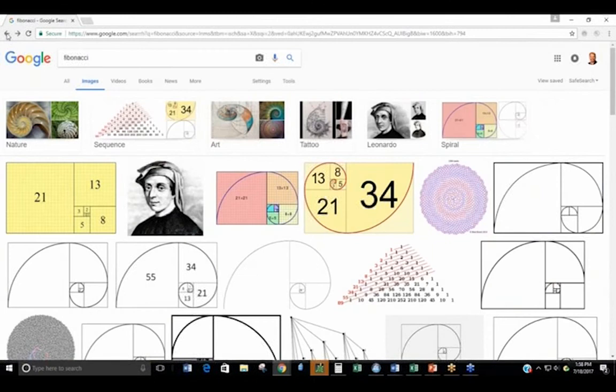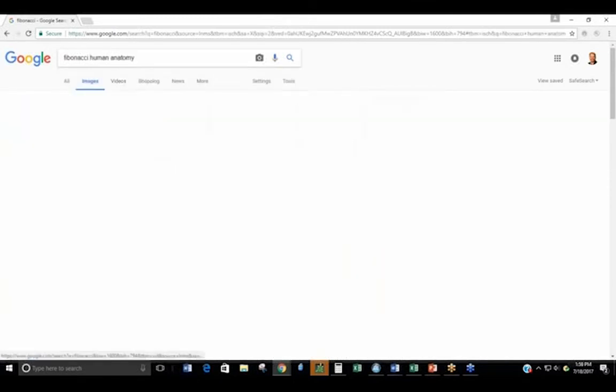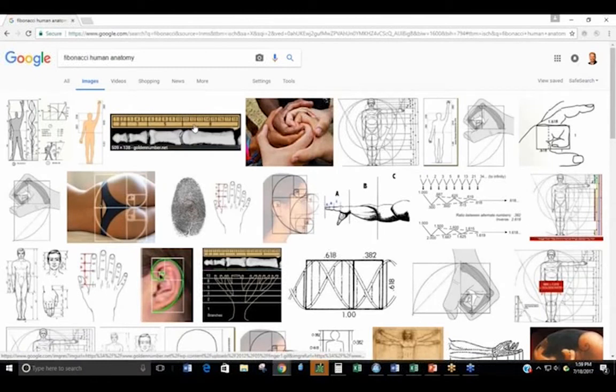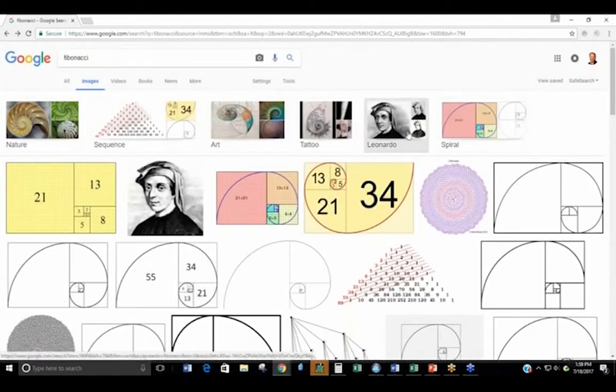And if you want to take a look at human nature, let me put in human anatomy. When you look at how faces are and how the nose is put together, it all follows this Fibonacci wave pattern, even the famous paintings. All I wanted to show you is that we follow a system that goes through.